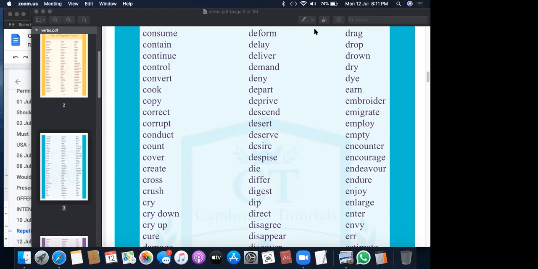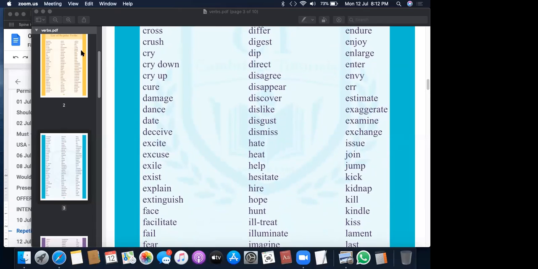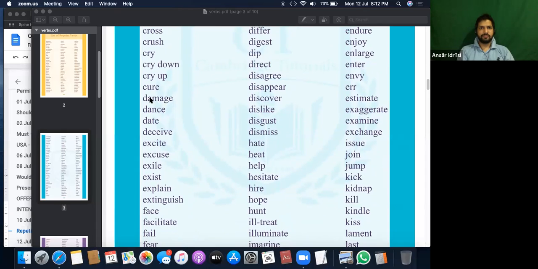They used to desire. Did they used to desire? They didn't used to desire. You're on mute. They used to hurry. Did they used to hurry? They didn't used to hurry.